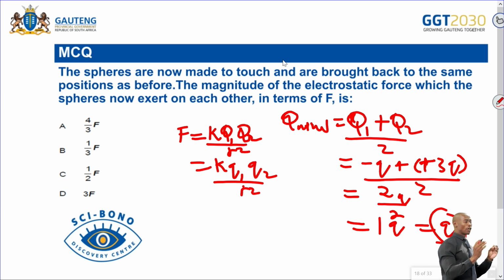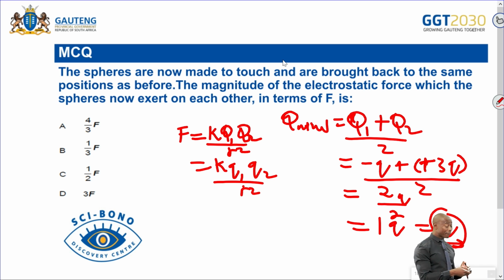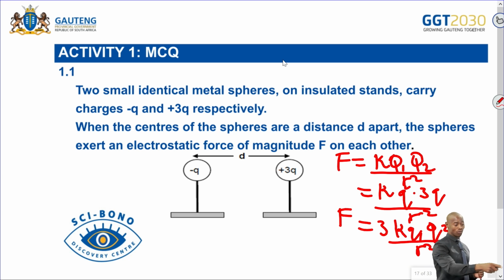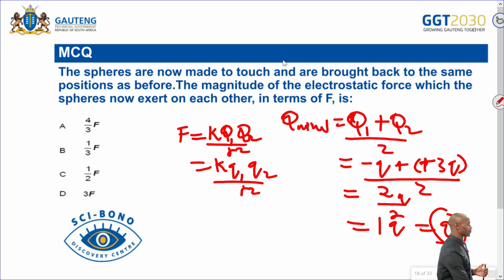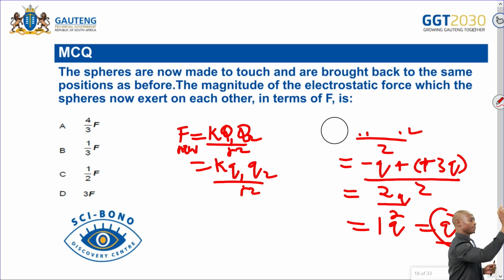Okay, so not the original charge, but the original F, all right? The original F is 3KQ1 Q2 over R squared. Now we are looking for F new. So the original is 3KQ1 Q2 over R squared. Now let's look at the new F, which is this one. So the new F, it will be what?